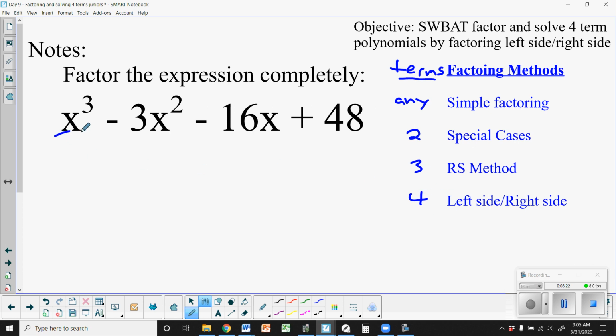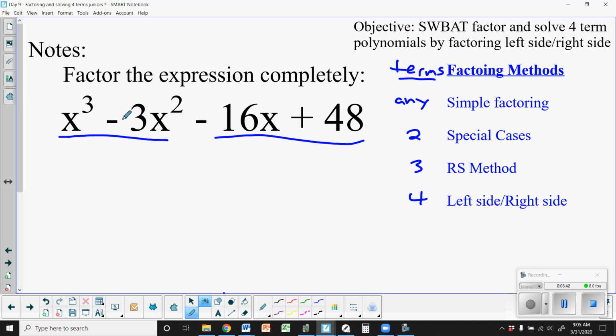Can we factor this left side? That's a terrible line. Let me redo that. I'm better than that. You should expect better than that. So x cubed minus 3x squared, so we can factor our left side. We can factor our right side. And then that's how we're going to be factoring this.